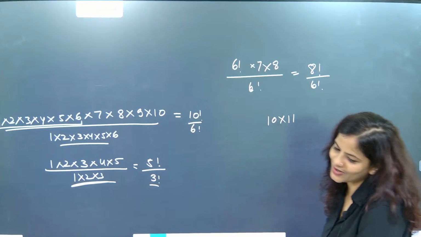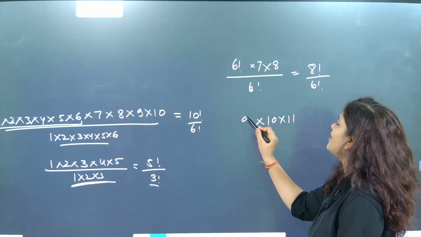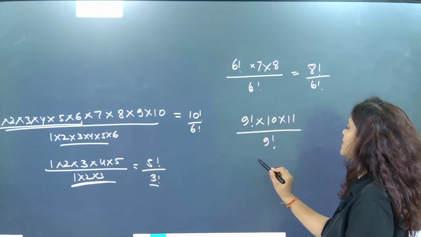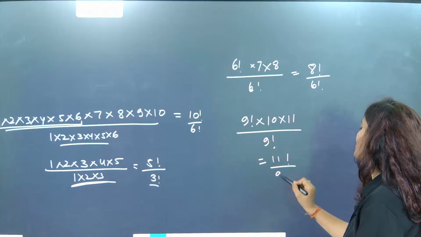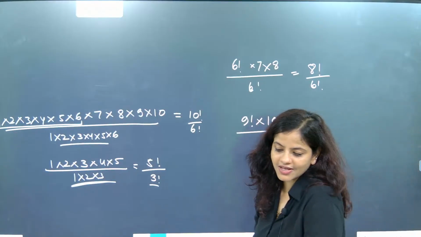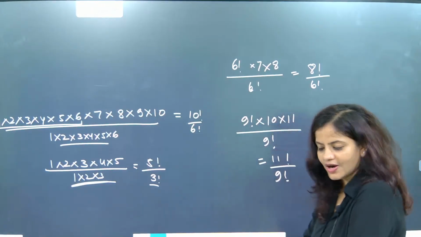That's it. Now you understood. So here 9 factorial by 9 factorial. So overall answer will become 11 factorial by 9 factorial. That's it. Easy. Did you understand till here?